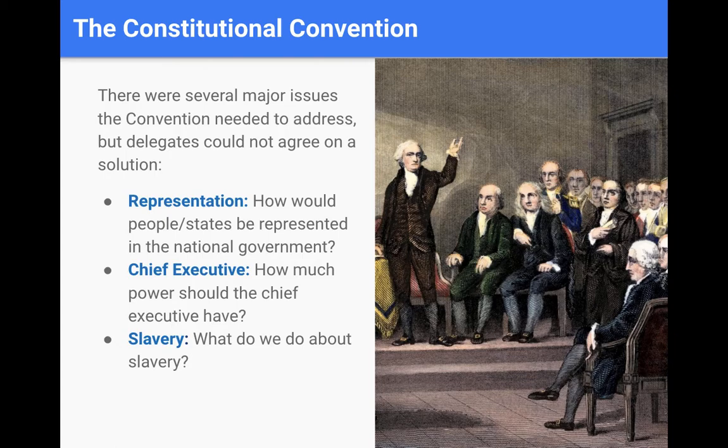Otherwise, it's just not going to work. They become, as Alexander Hamilton put it, mere recommendations, right, that states could choose to follow or not. The question is, how powerful do we make him?